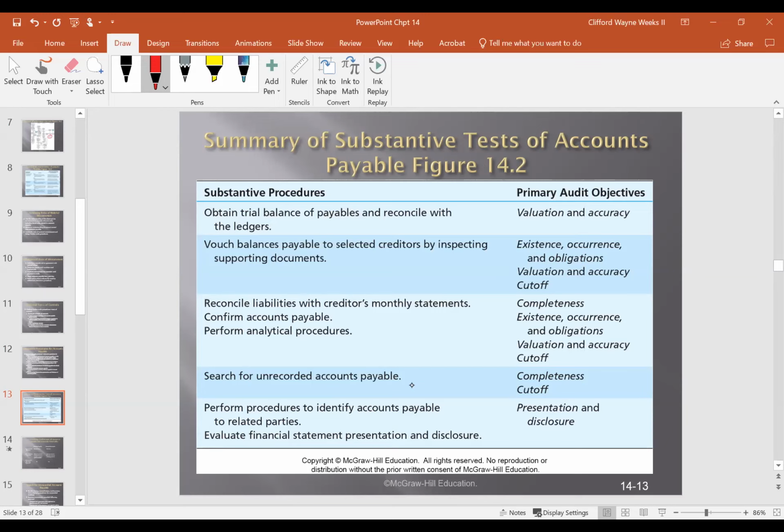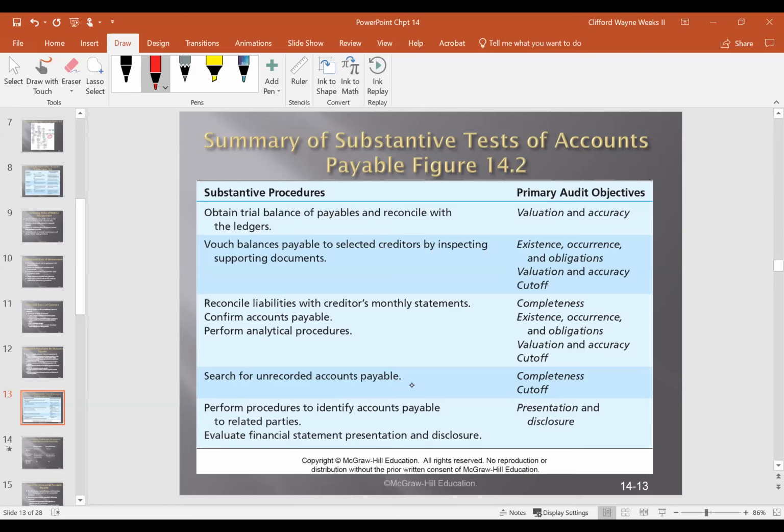Reconcile liabilities with creditors' monthly statements. I guess that was what I was using up above. Supporting documentation would be the actual invoice, whereas this one would be the monthly statements. Confirm accounts payable: generally, we do not mail confirmation letters. But again, what we're trying to identify is that this is a legitimate liability and it has been properly recorded.